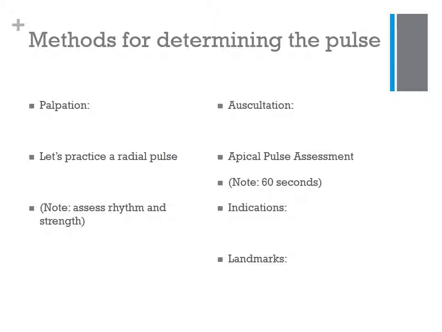And then the next thing that we'll talk about is using auscultation to obtain a pulse. And this is done to obtain an apical pulse. Again, when I say the apical pulse, I'm referring to the apex of the heart. And so when we get together in our small groups, we're going to practice finding some landmarks on ourselves and each other. And then I also want you to review some of the indications for obtaining an apical pulse. Okay, so that's discussed in your book.